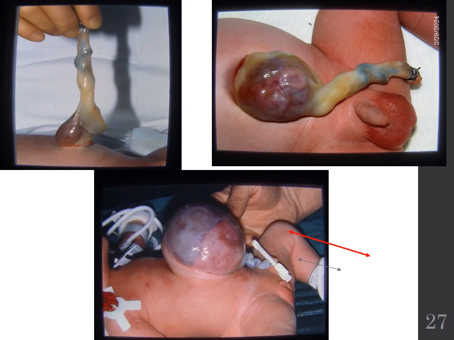And if you take a good look, there's intestine in the lower part of the sac, and the liver is protruding in the upper part of the sac.